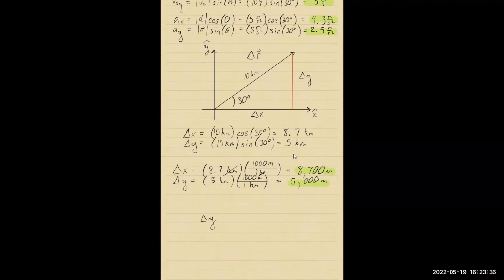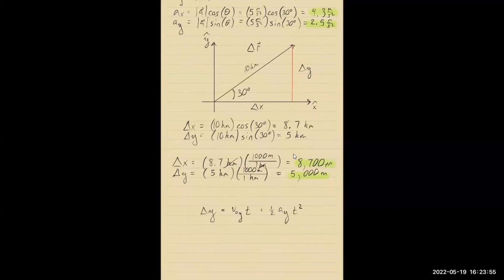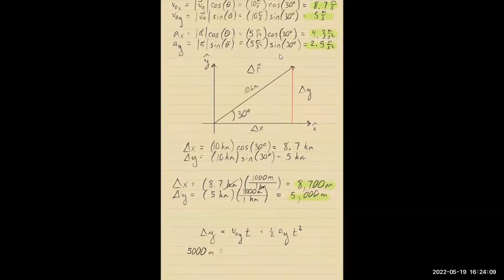So delta y, our displacement in the y direction, is equal to the y component of our initial velocity times time plus 1/2 times the y component of our acceleration times time squared. Right. And so we know the left-hand side is 5,000 meters. On the right-hand side, we have the y component of our initial velocity vector. Well, we solved for that in part A. That's 5 meters per second.